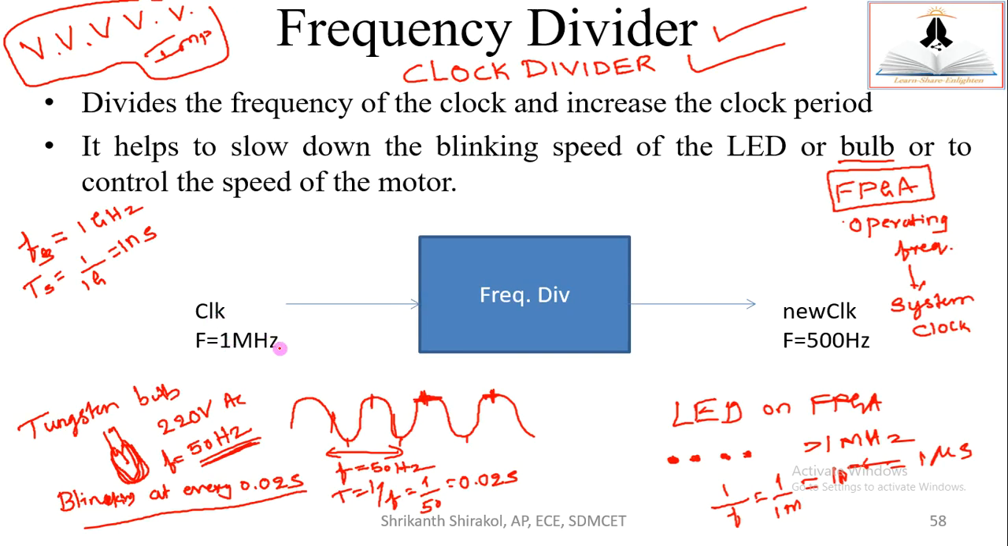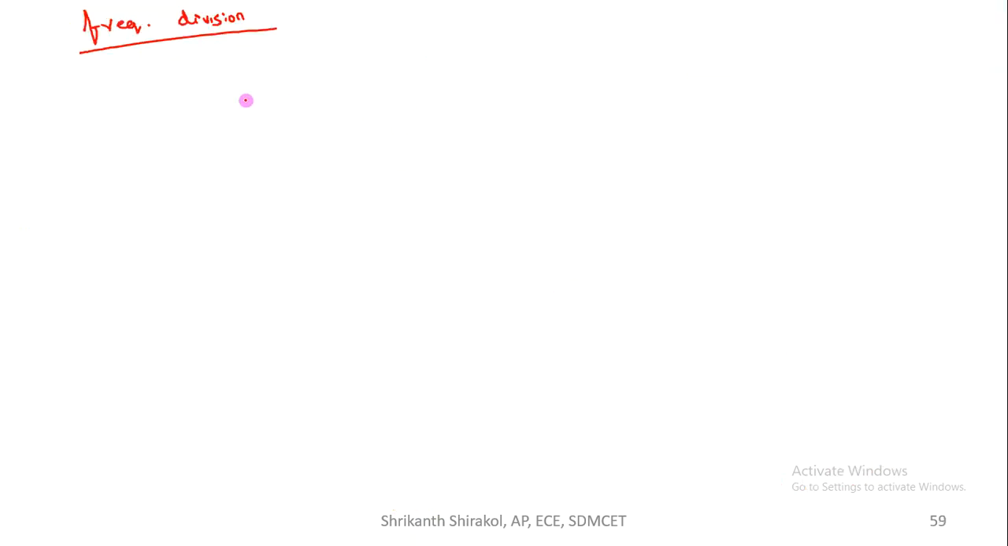Okay, so frequency division. How to slow down the speed of the blinking of the LED? That's our basic question now. The input clock is 1 megahertz. My output new clock should be of lower frequency so that I can see the blinking. That is our task, our aim. Input is high frequency, output is low frequency. How to do it? Before that, we understand the funda. Think that this is a system clock. System clock is like this.